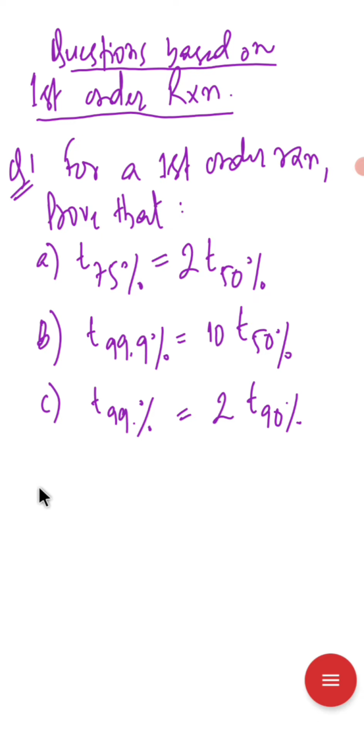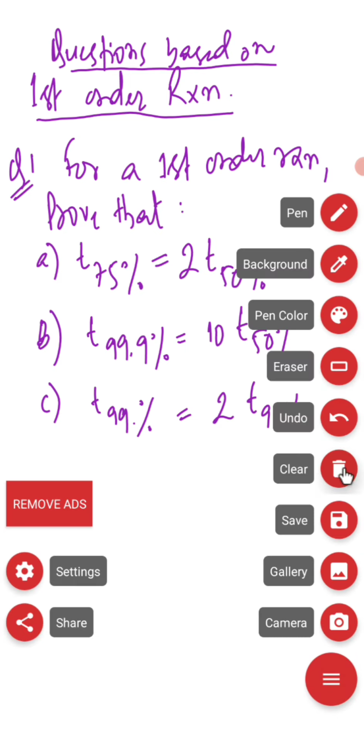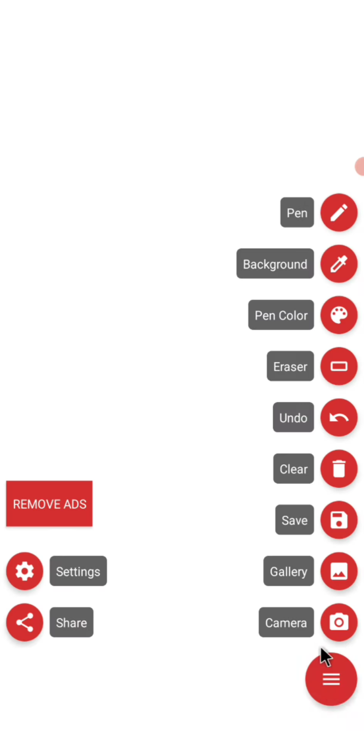So first of all, let me prove this one: T75% is equal to 2 times of T50%. Okay, so to prove it, let me erase this page. Let me clear this one. Okay, so this is our solution.